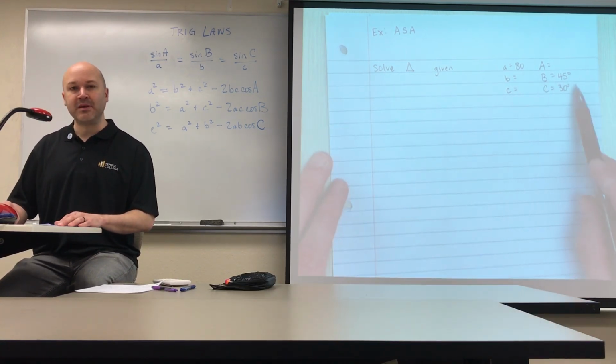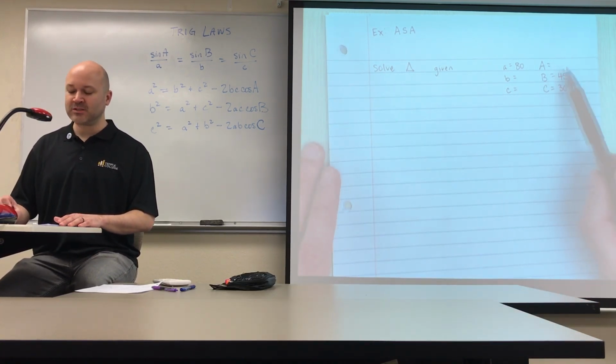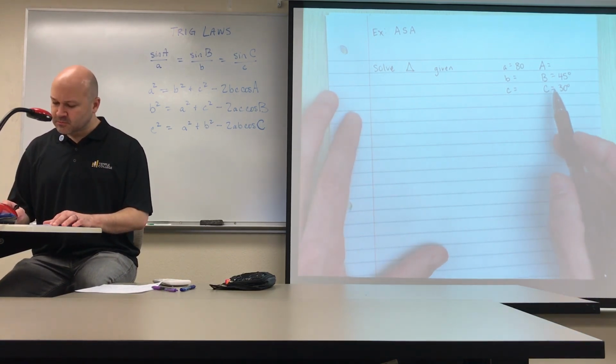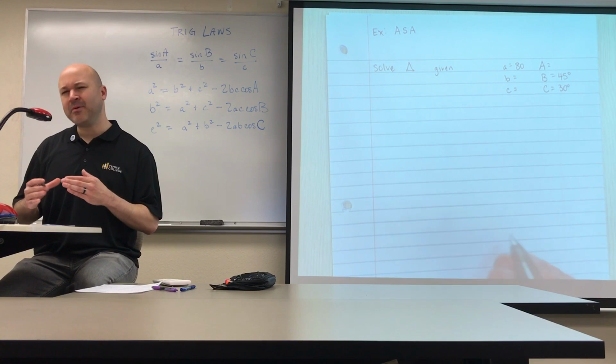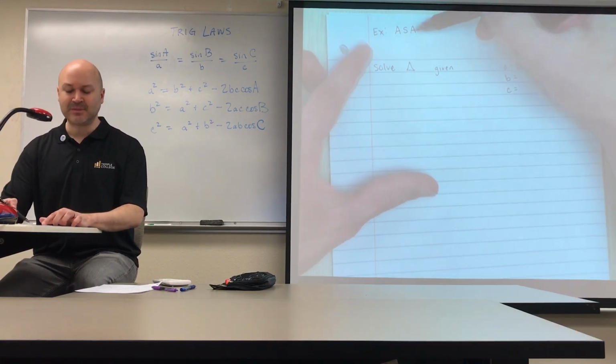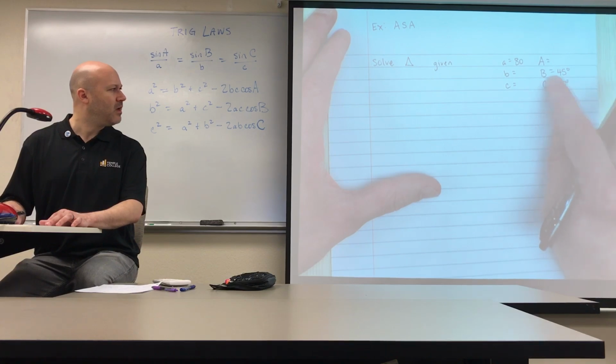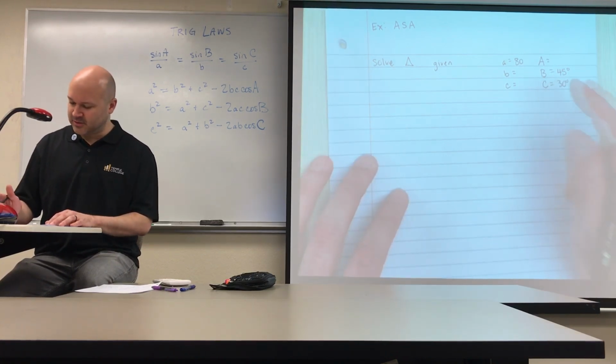So I've been given 3 pieces of information, and they want to know the rest of the triangle. So first step is to maybe draw a picture and identify the case. I'm telling you the case, but maybe you don't know it. Well, 2 angles. These look very similar to the previous one.